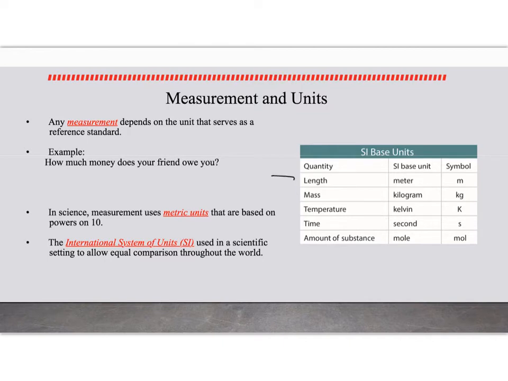Anytime you're measuring length, you need to report that in meters, noted by a little m, or a lowercase m. Mass, the SI unit is kilogram, also known as kg. Temperature is reported in Kelvin, a capitalized K, or even degrees Celsius, but Kelvin is the SI unit. Time is in seconds, and then the amount of substance, or a mole, which we'll get to later this year, its symbol is mol.